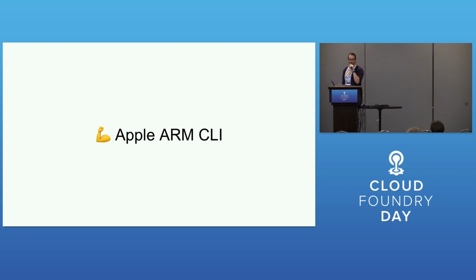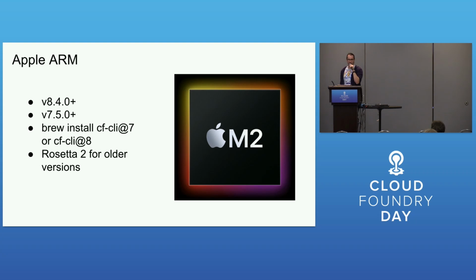Also, speaking of the CLI, we now, this year, released Mac ARM compatible, or Apple ARM compatible, versions of the CLI. So if you're like me and you're running on Apple Silicon, then you can install v8.4 and above or 7.5 and above, and it should run natively on your machine. And those are available on Brew. You can continue to use Rosetta 2 if you are on an older version, but I would definitely recommend moving to the native versions if at all possible.